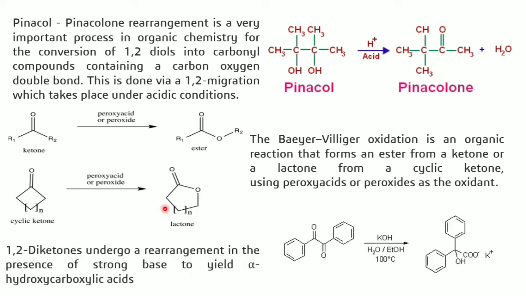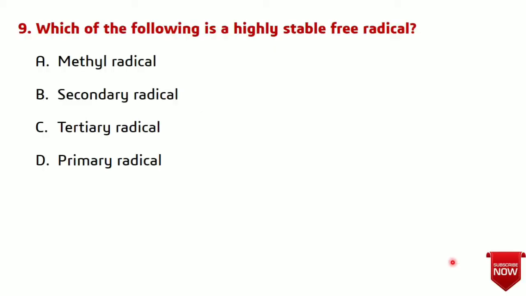And coming to the benzilic acid rearrangement, in this we can observe 1,2-diketones undergoing the rearrangement in the presence of strong base to yield the alpha hydroxy carboxylic acids. So at the alpha position you can observe the OH group is present, alpha hydroxy carboxylic acid. This we can consider as the benzilic acid rearrangement.